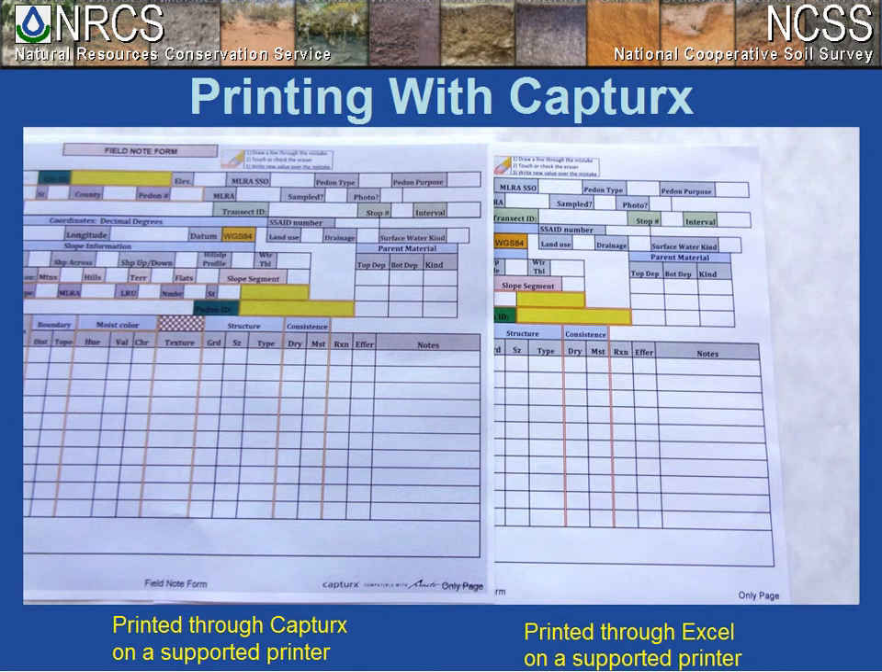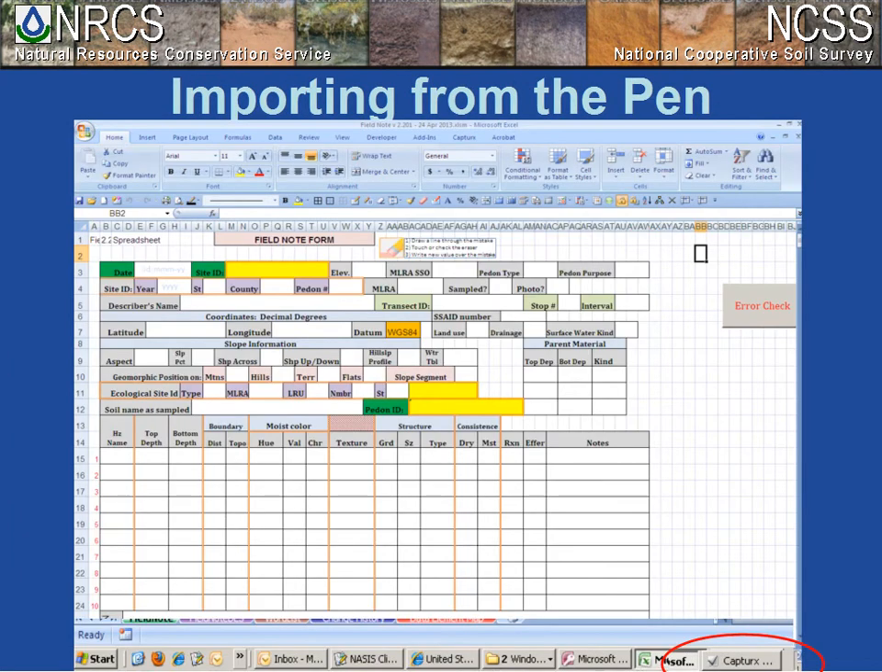So after you've filled out the form in the field or in the office, it's time to import the data from the pen. And as soon as you dock the pen, the computer will sense it, and if you're not in Excel, it will start Excel, and it will pull up the file that you printed. And then this Captures icon will show up, and it'll stay there until you're done.